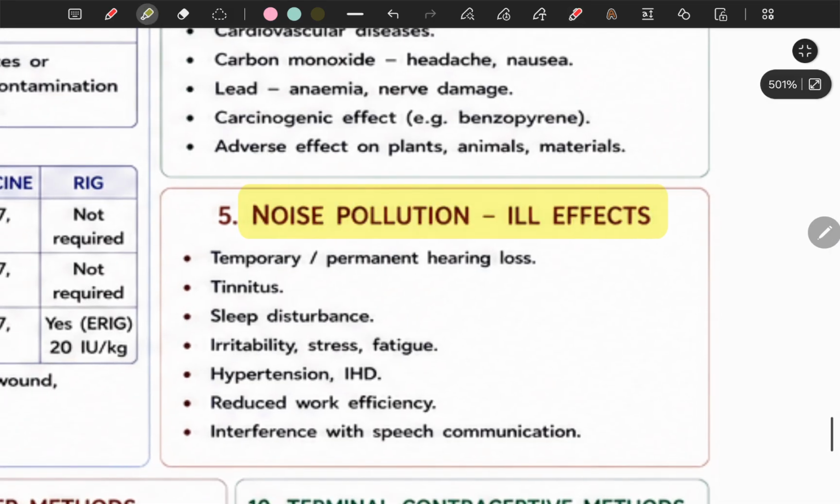Coming to noise pollution, what are the ill effects? It can cause temporary or permanent hearing loss, tinnitus, sleep disturbances, irritability, stress, fatigue, hypertension, ischemic heart disease, reduced work efficiency, interference with speech communication.